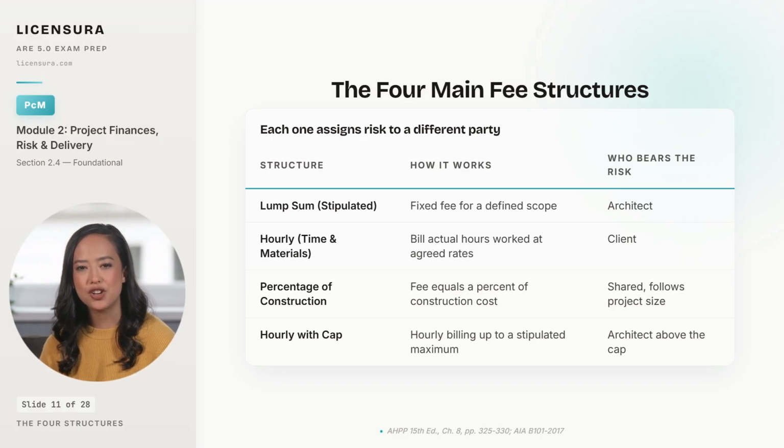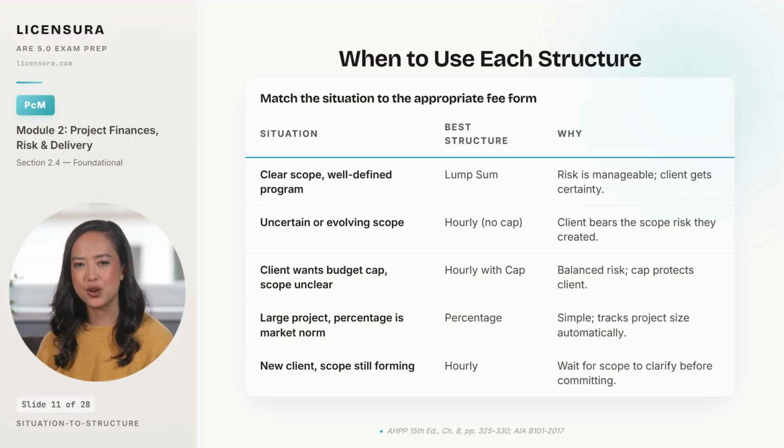Which structure to use in any given situation is mostly a question of how much you actually know about the scope at signing. The decision rule is mostly about scope certainty at the moment of signing. When the scope is clear and the program is well defined, a lump sum is appropriate. The risk is manageable, and the client gets the certainty they're paying for.